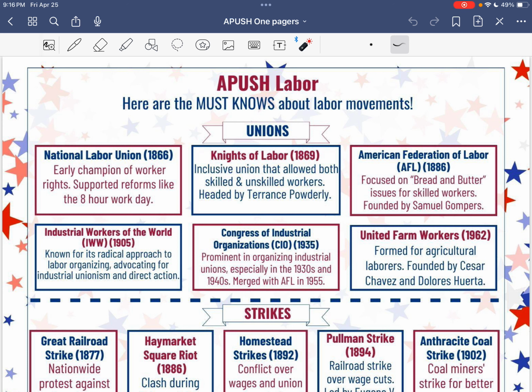Okay, so the National Labor Union started in 1866 and actually ended around 1873. It was the first major attempt to form a big, giant labor union to improve working conditions. Some of their goals were an 8-hour day and advocating for the rights of workers, like workers' compensation, like getting hurt on the job. It included skilled and unskilled workers.